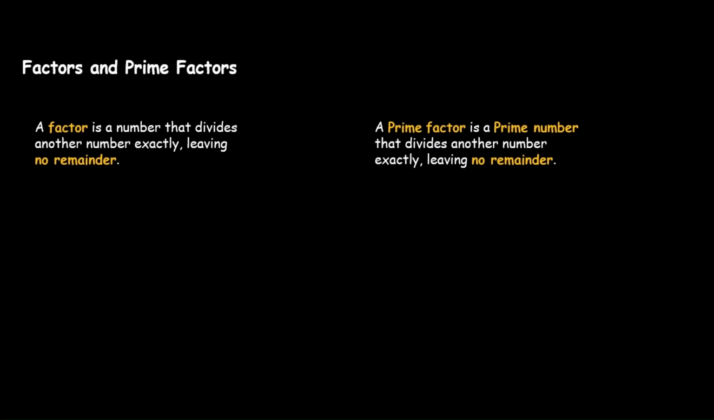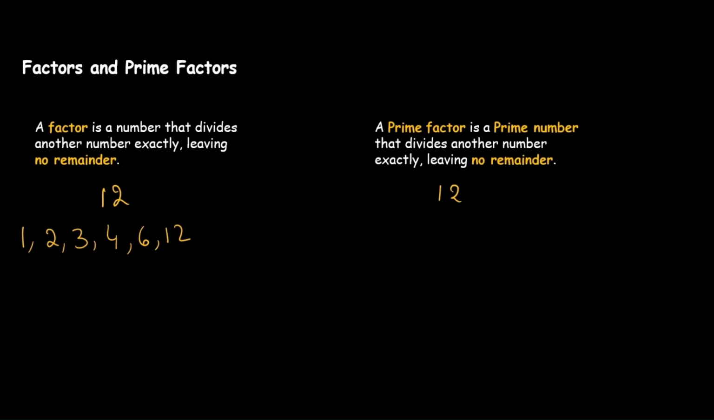Let's pick one example, 12. So what are the numbers that can completely divide 12, leaving 0 as the remainder? We know that 1 can divide 12, 2, 3, 4, 6 and 12. Every number is a factor of itself, so 12 is a factor of itself and it can divide itself completely, leaving 0 as the remainder, and so are these numbers as well.